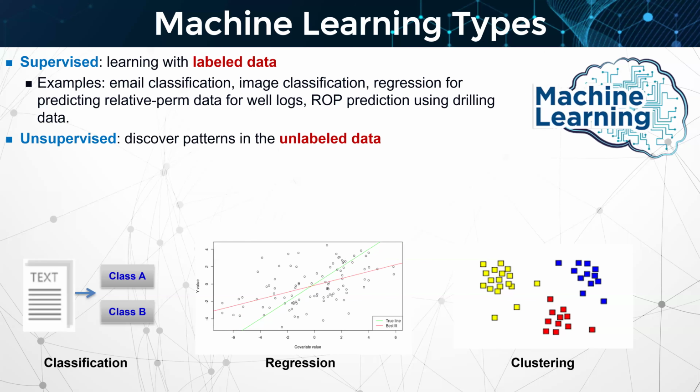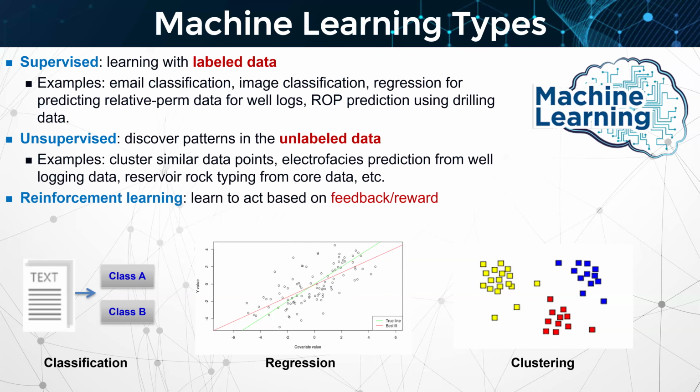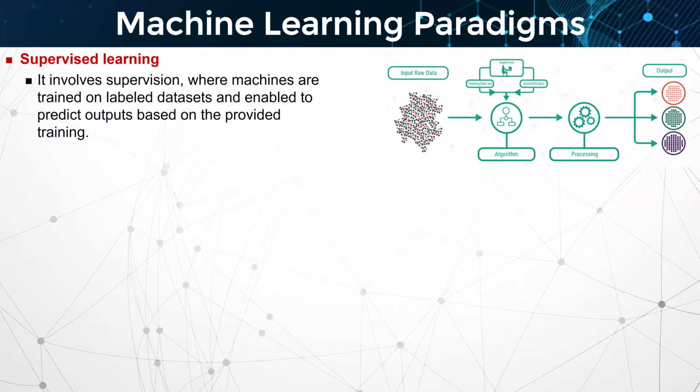The second technique is the unsupervised learning, which is discovering hidden patterns from your data without any labeled data. So no specific output is required from this technique, like data clustering, electrophases prediction, reservoir rock typing, and so on. The third technique is reinforcement learning, where we learn to act based on the feedback or reward on the input data. So these are the three different machine learning paradigms.